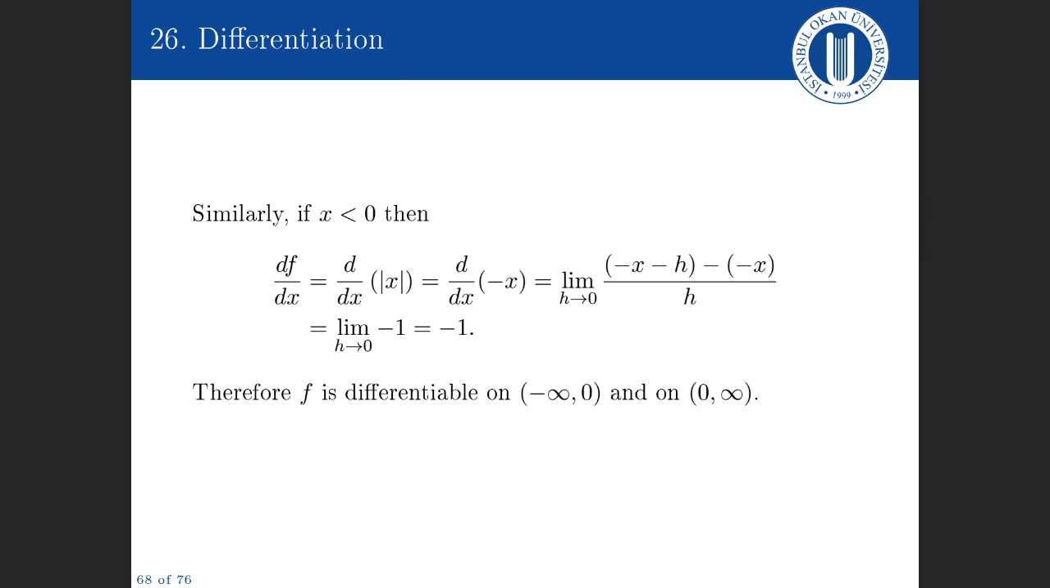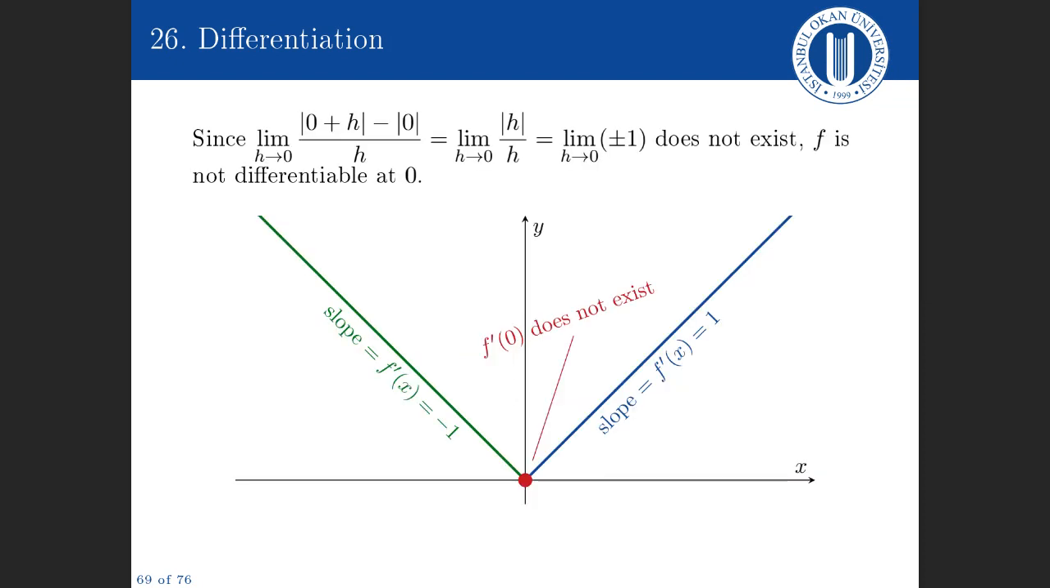If x is less than 0, then the absolute value of x is equal to minus x. And I'll leave it for you to check that we then get minus 1. Because these limits exist, this proves that f is differentiable between minus infinity and 0, and between 0 and infinity. But what happens at 0?